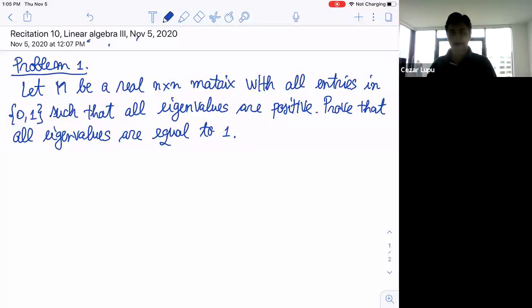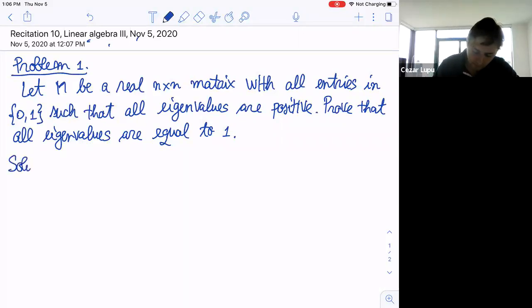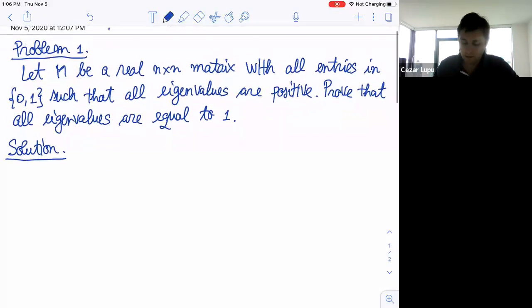Okay, I want you to look at this statement. It's problem number 23 in my worksheet. It's a very nice problem. And let's see. Well, usually I should have told you what problems to think of. But anyway, you see, I have a real n by n matrix.